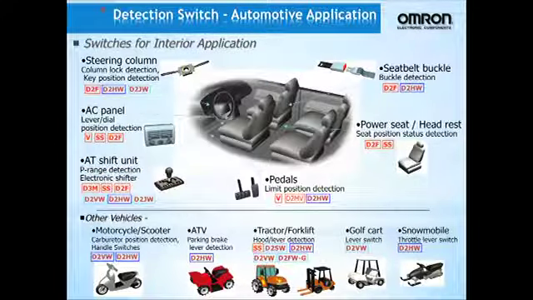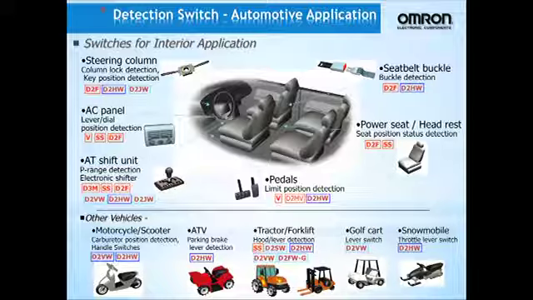Here are some applications for automotive detection switches used inside a vehicle: steering column, column lock detection, key position detection, air conditioning panels, so lever position detection, automatic shift units, park position detection, electronic shifters, pedals, limit position detection, power seats, seat positioning, seat belt buckle, belt detection.